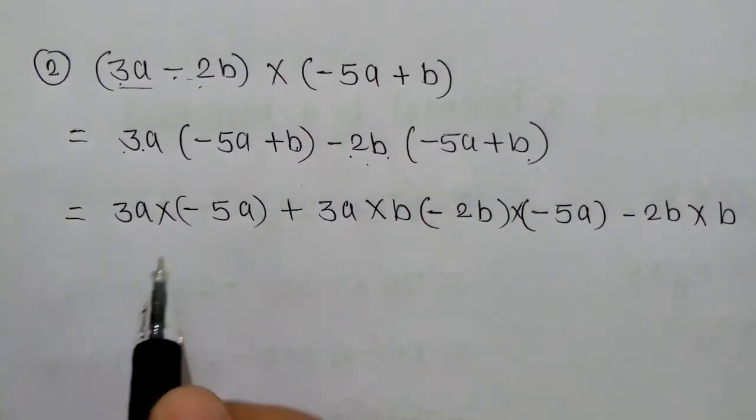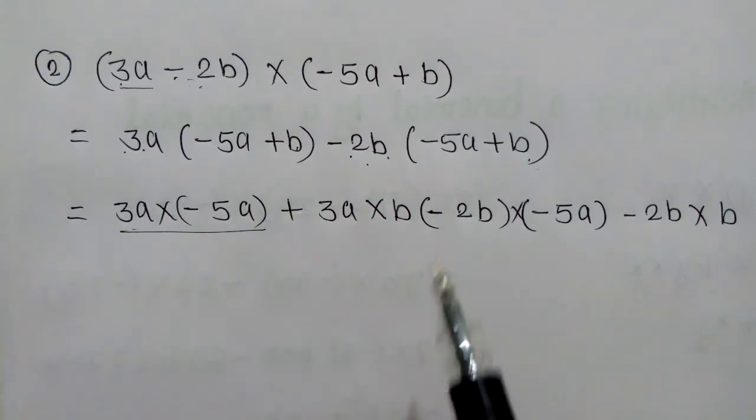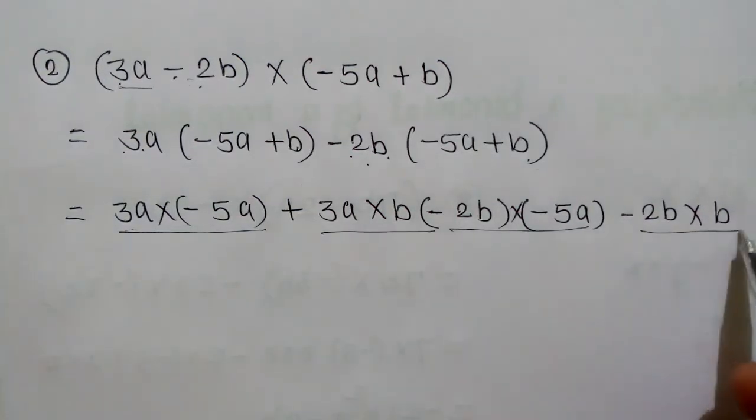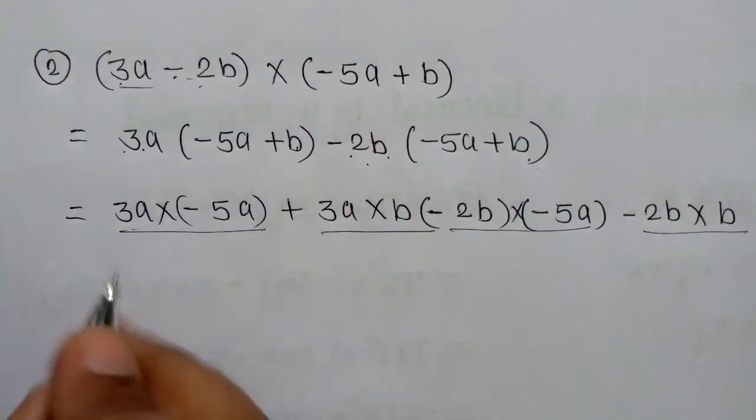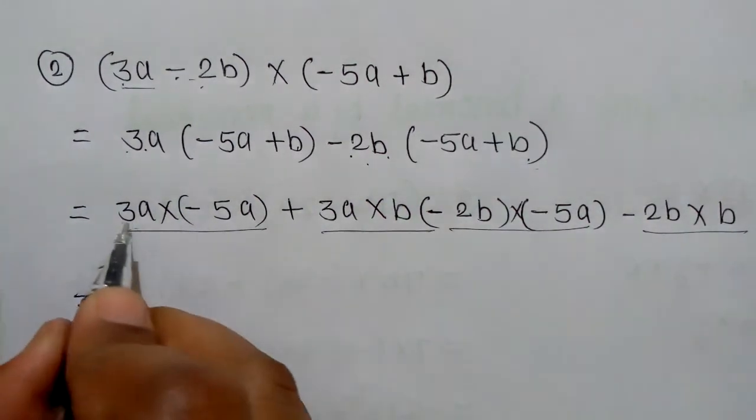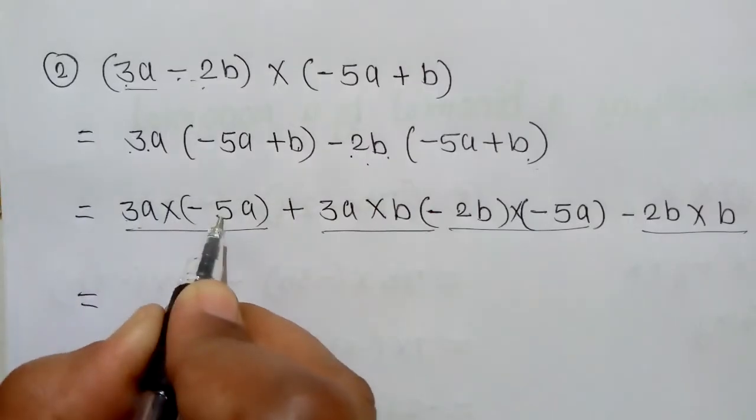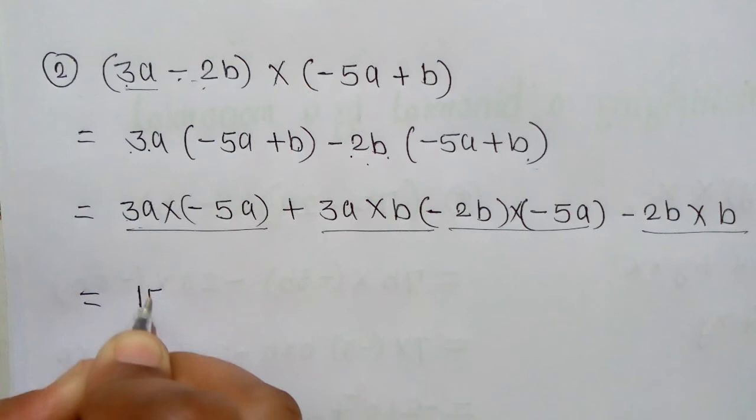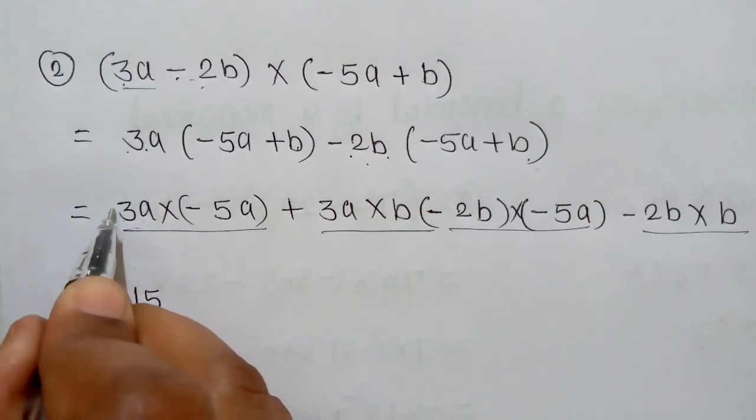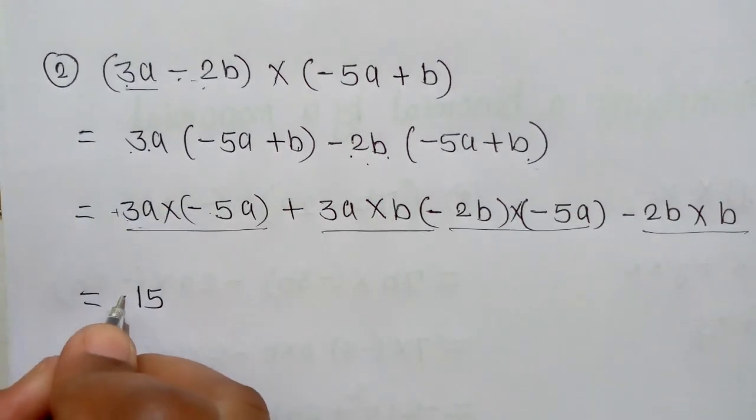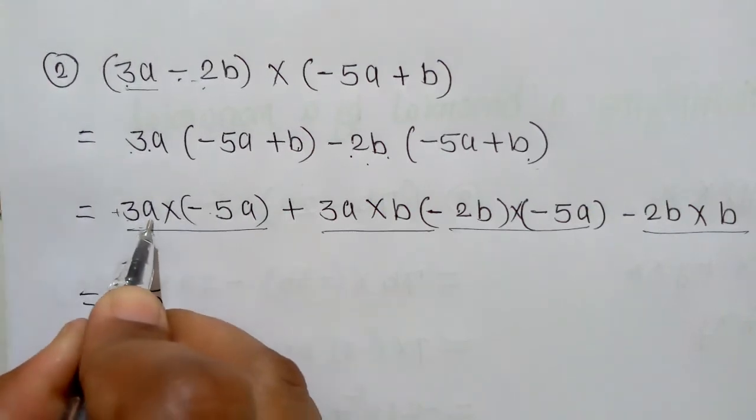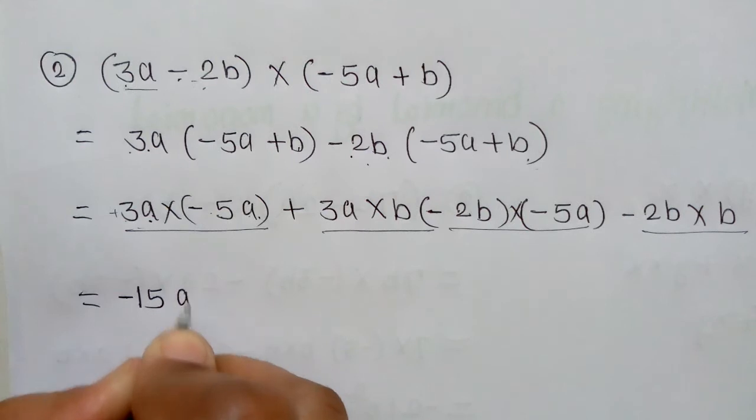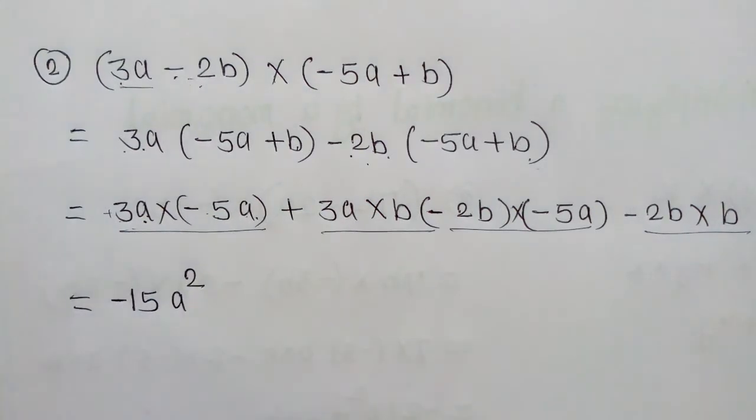Now here we have to multiply these two terms, again these two terms, again these two terms, and then these two terms. So first these two terms we will multiply. Coefficients are 3 and negative 5. 3 5s are 15. And with sign we have to multiply. So here plus and here minus. Plus minus it will be minus. Now here a and a. Variables are a and a. A into a it will be a square.